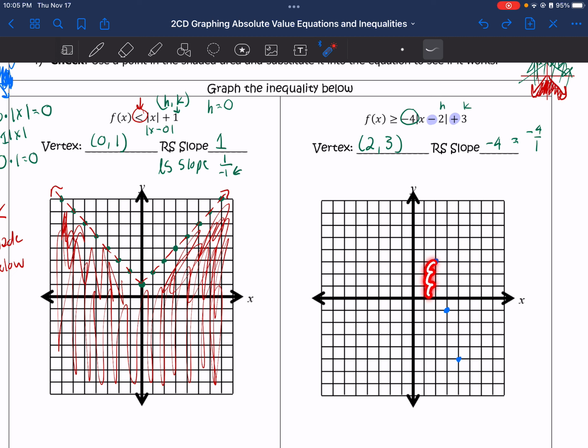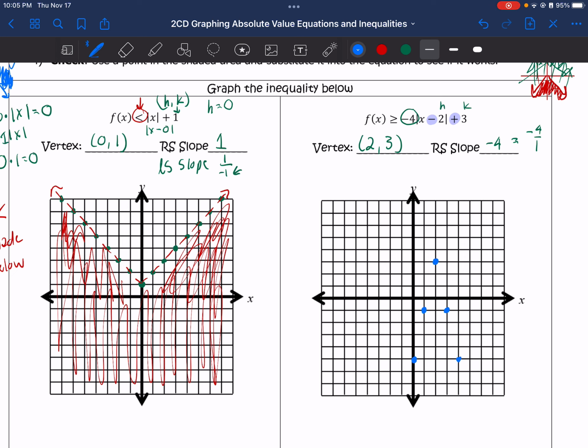So we're going to go 1, 2, 3, 4, but now we're going to go left 1. So let me rewrite that. It's going to be 1, 2, 3, 4, but now left 1. So we have a point right here. And we're going to do it one more time. 1, 2, 3, 4. And we're going to go left 1.